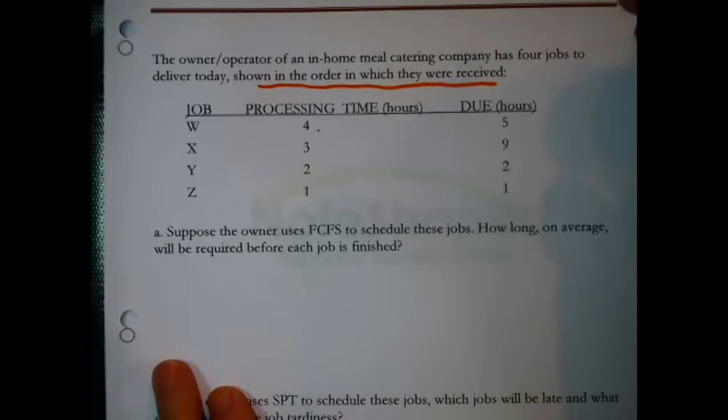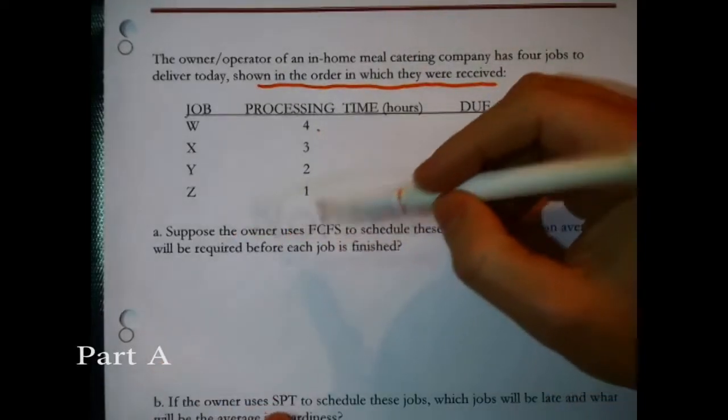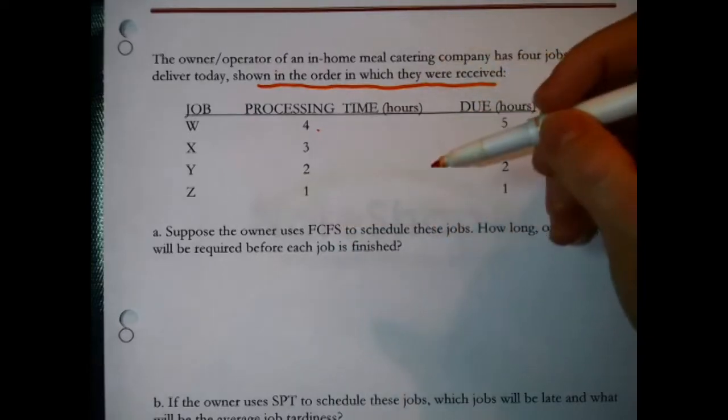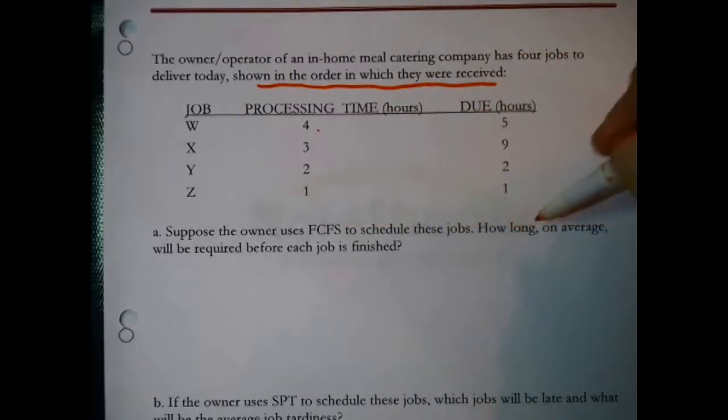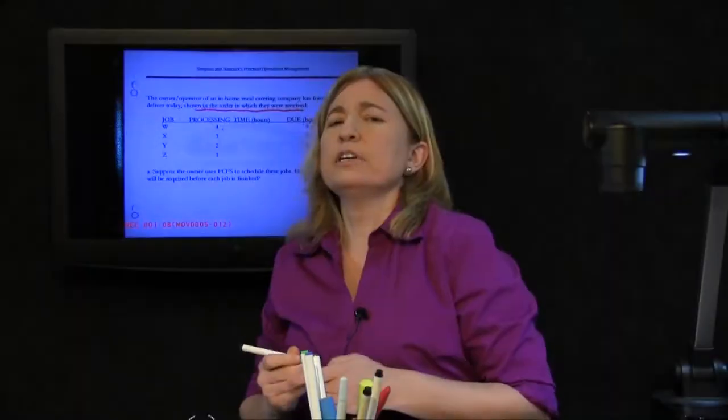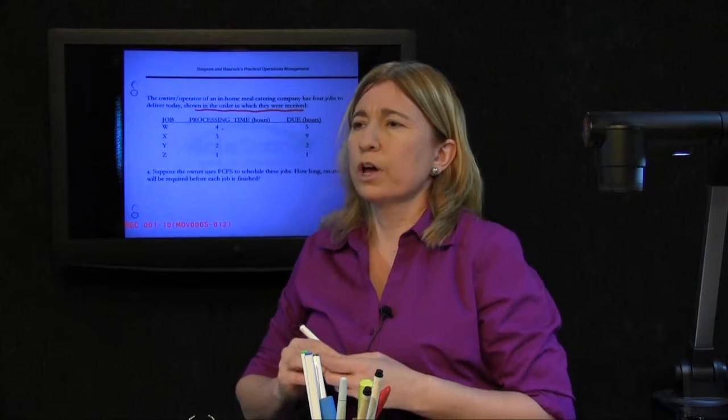What's the first question? Suppose that the owner uses FCFS, first come, first serve, to schedule the jobs. How long on average will be required before each job is finished? All right, FCFS, first come, first served. What sequence would that be?